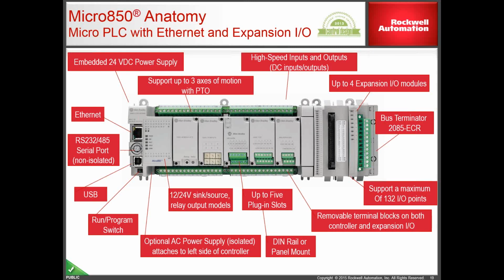This is Micro 850 anatomy, which has Ethernet and some expansion I/Os. So it has got an Ethernet port inbuilt. It has got a USB port. It has got a serial port, which can be configured as Modbus ASCII, RTU, and then Ethernet. The same port can be configured as EtherNet/IP or Modbus TCP also.